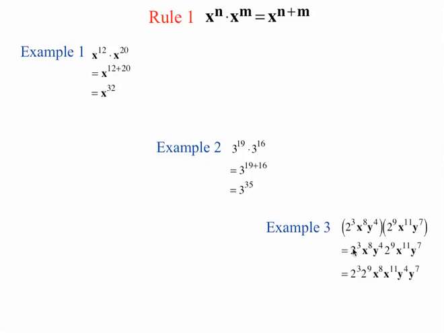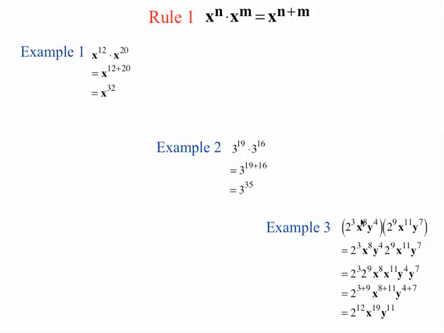I'm just going to remove those brackets, because remember, multiplication is associative. The brackets don't do anything if it's all multiplication. And then I'm going to reorder everything because multiplication is commutative. The order doesn't matter. So I have 2 to the 3 times 2 to the 9, x to the 8 times x to the 11, y to the 4 times y to the 7. Then I can add the exponents. So we're going to get 2 to the 3 plus 9, x to the 8 plus 11, y to the 4 plus 7. And that's going to give us 2 to the 12, x to the 19, y to the 11.